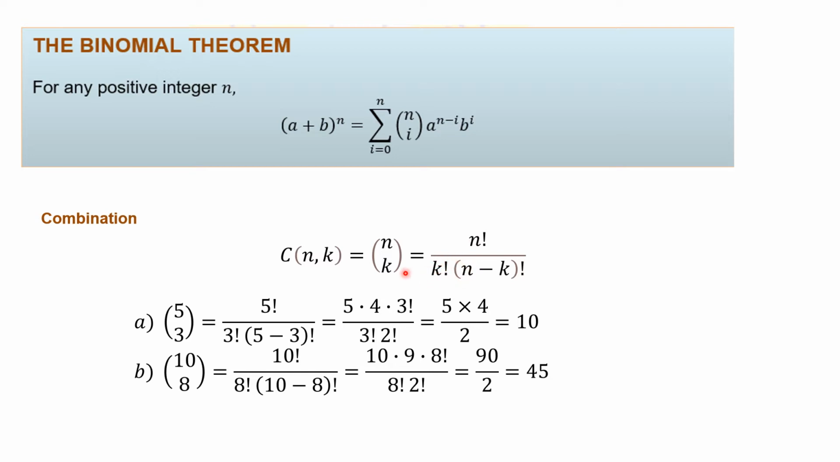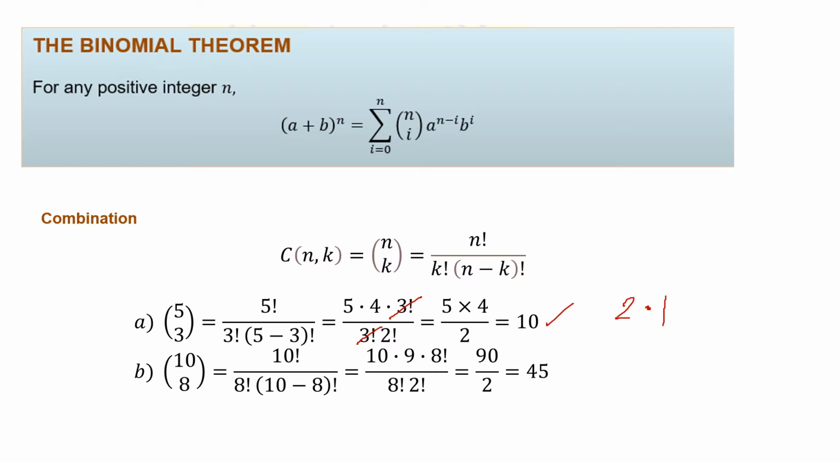So let's have letter A, 5 taken k, 5 is n, and k is 3. So 5 factorial divided by 3 factorial, 5 minus 3 factorial becomes 2 factorial. Okay, so 5 times 4 times 3 factorial, we can now cancel out 3 factorial here. So we have 5 times 4, and 2 factorial is simply equal to 2. So 2 times 1 is 2. So 5 times 4 divided by 2 is 10.